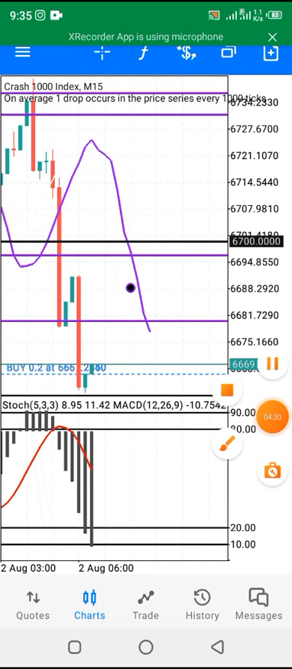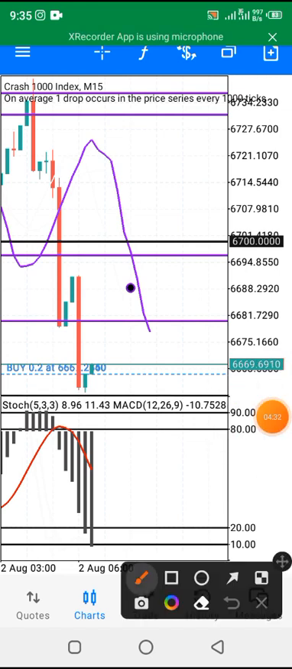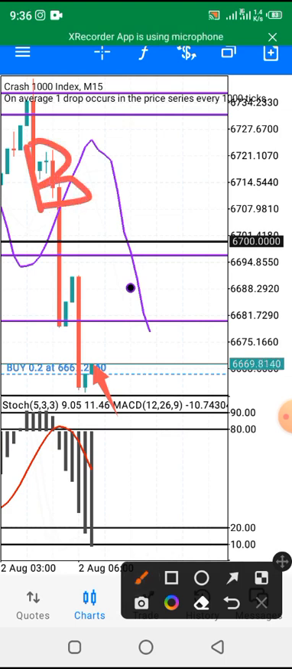Look here, guys. You can see here we have green candlesticks, right? The green candlesticks represent buyers. Remember, we are scalping from the 1 minute time frame, right?